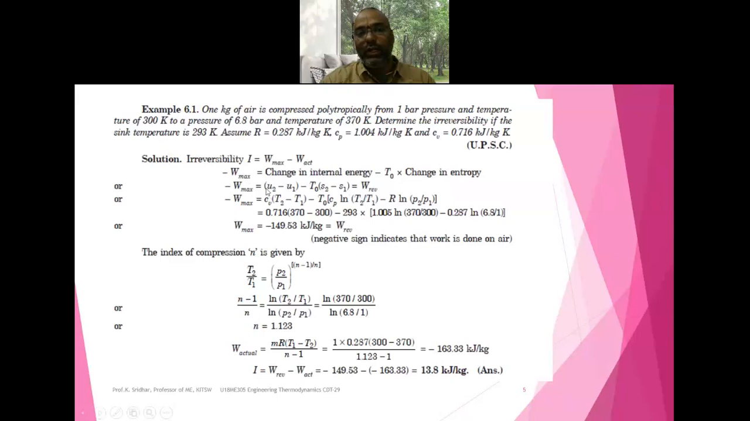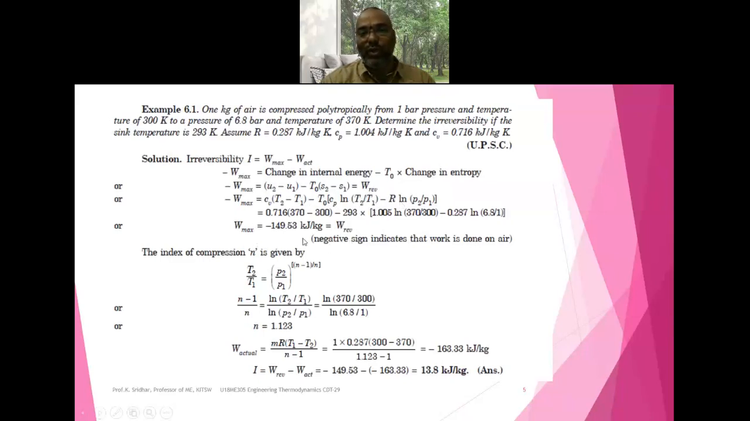You know that the internal energy change formula is Cv into T2 minus T1. Because the process is polytropic, S2 minus S1, the entropy change during the polytropic process, is Cp log T2 by T1 minus R log P2 by P1. So you know all the values here.